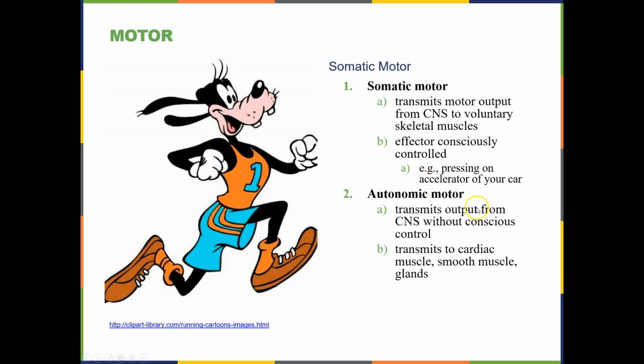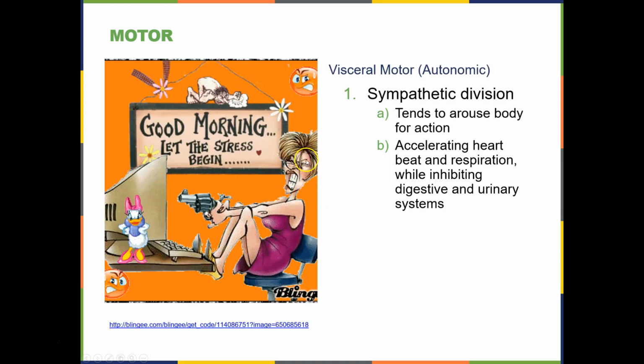The autonomic division is going to transmit information from the CNS to organs that are not under conscious control. So things like our heart, smooth muscles, glandular tissue, even our diaphragm, which is skeletal muscle, but it's not always something we think about. So the autonomic division can be broken down even further into a sympathetic or a parasympathetic motor division. Sympathetic division is your fight or flight division.